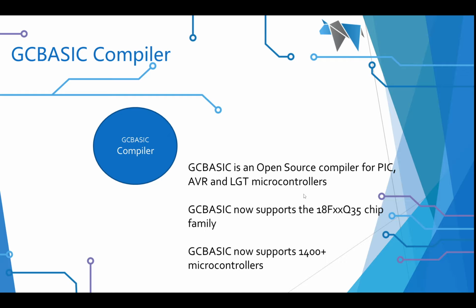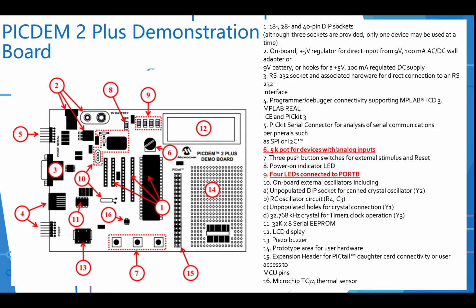The compiler supports these Q35 chips, and it also supports about 1400. So the code that we're generating now will work on the majority of chips. It's not specific to the Q35, but I'm using it for the Q35 validation process and for these tutorials.